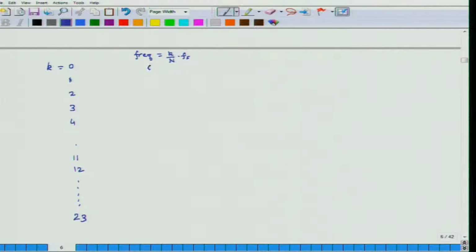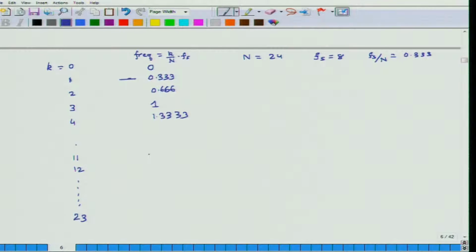So, this one was 0, and what is the value of N? N was 24, fs was 8. So, fs over N equals 0.333, right. So, this is 0.333 hertz, this is 0.666 hertz, this is 1, this is 1.333.